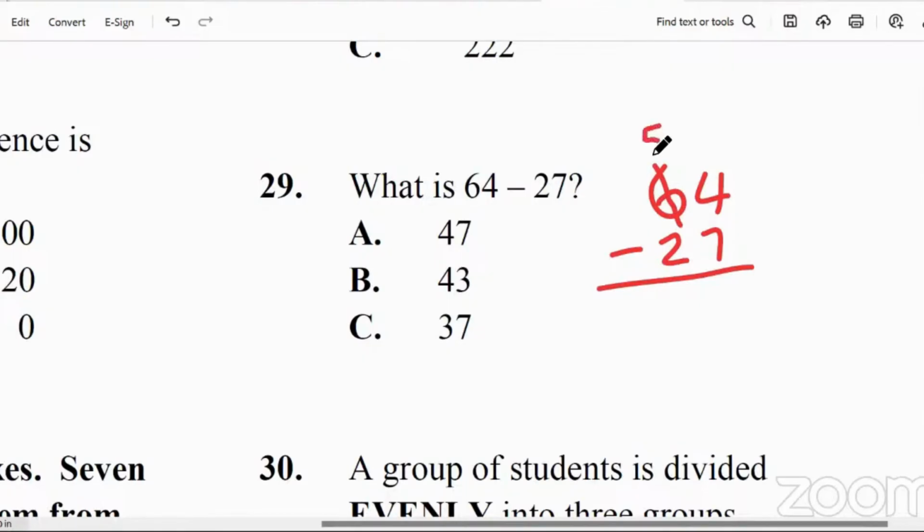All right, so we're going to be left with 5 tens. When we add 10 to 4, it becomes 14. 14 minus 7, that's 7. 5 minus 2, that's 3. So 64 minus 27, the answer is 37. All right, and let's get to question 30.